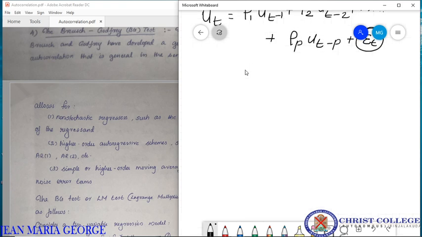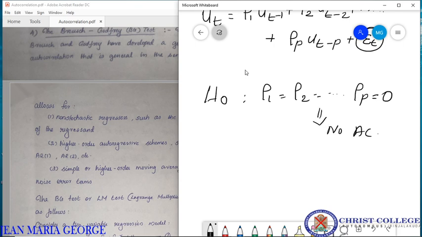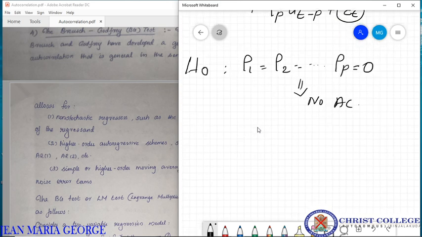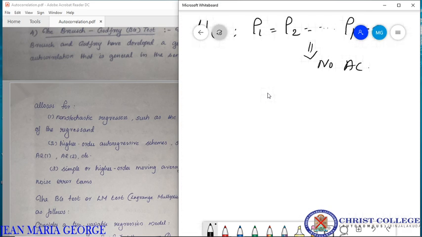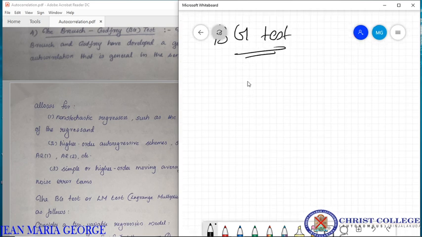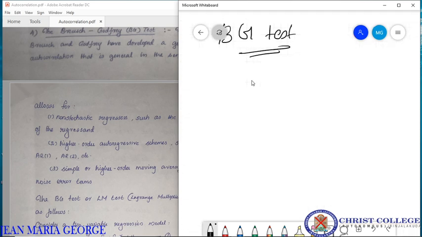Now we can formulate the null hypothesis. The null hypothesis is that rho 1, rho 2, etc. up to rho p are equal to 0. That means no autocorrelation. All coefficients being equal to 0 implies no autocorrelation. This is the case. Now we are applying the BG test. How can we test whether autocorrelation is present or not?